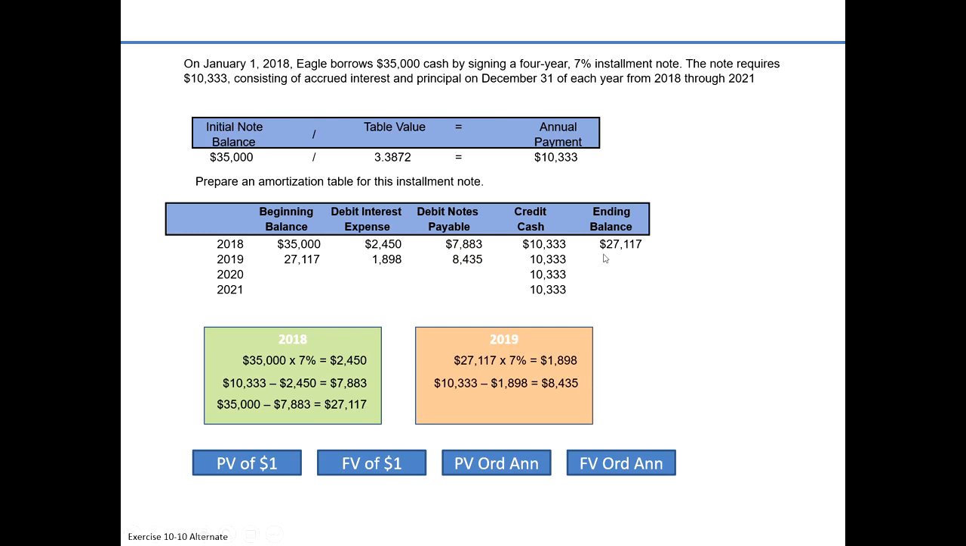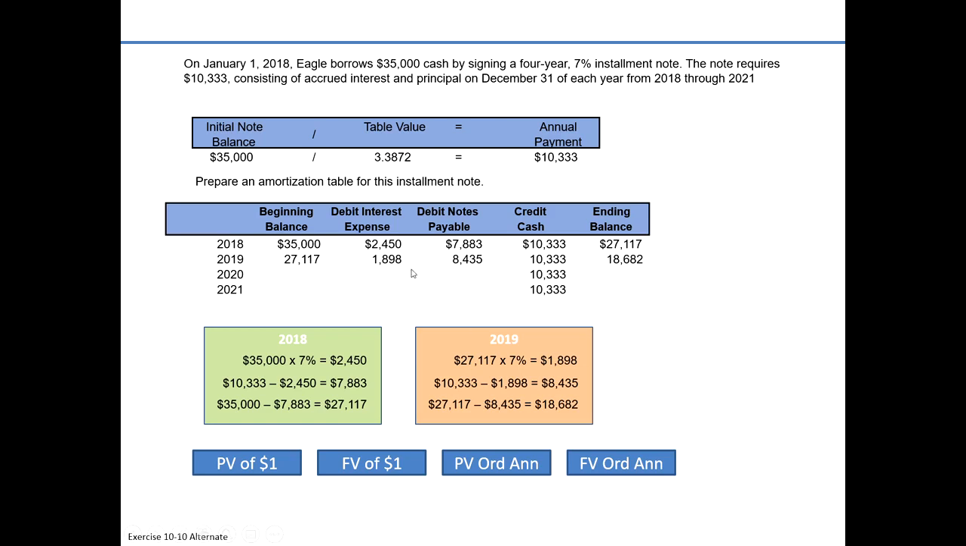And so the payment down in 2019 of the note or the principal is $8,435. The outstanding ending balance is the beginning balance for the year of $27,117 minus the payment of the note or principal of $8,435. And so that leaves us with an outstanding balance of $18,682 at the end of 2019.